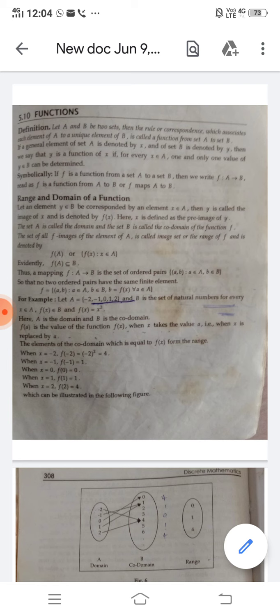Now next topic, domain, codomain and range of a function. Let's study the definition. Let an element y belong to B, where B is a set, corresponding to an element x belonging to A. Then y is called the image of x and is denoted by f(x). Hence, x is defined as the pre-image of y. The set A is called the domain and set B is called the codomain of the function f. The set of all images of the set A is called the image set or range and is denoted by f(A) or {f(x) : x belongs to A}.